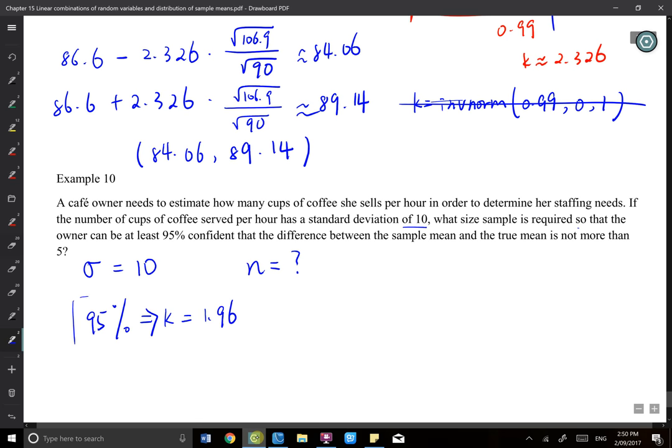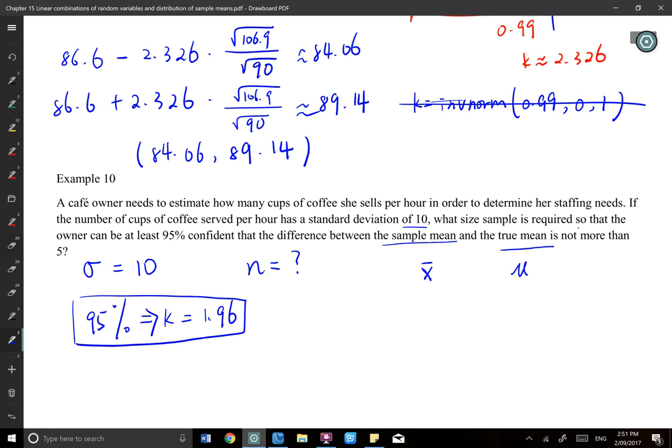Okay, I just write whatever I know. The difference between the sample mean and the true mean. What's the true mean? It is not more than 5. Okay, it's not more than 5.